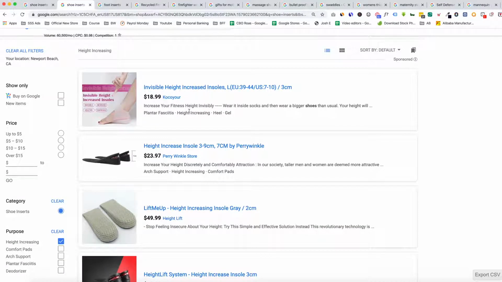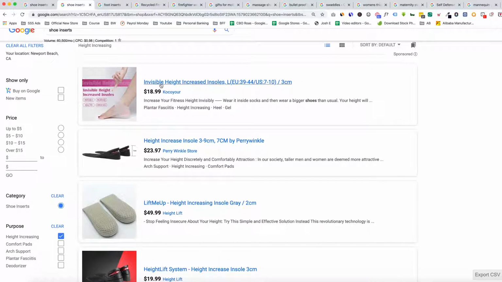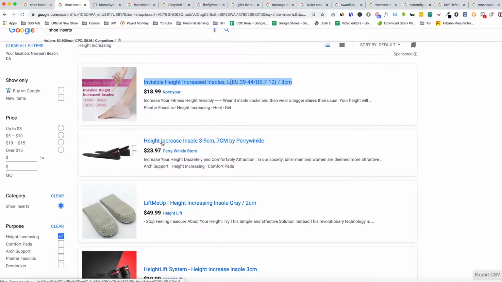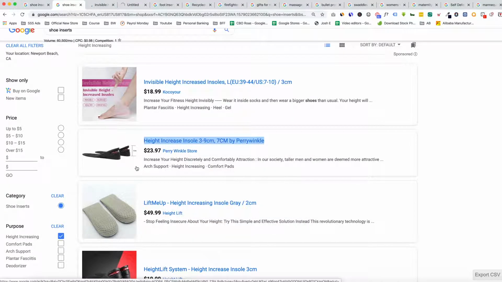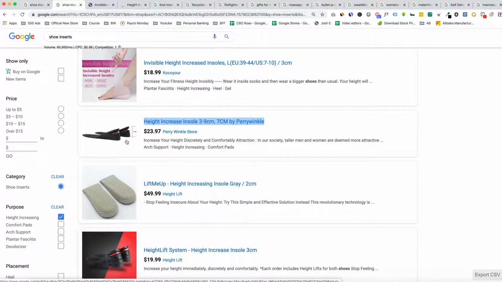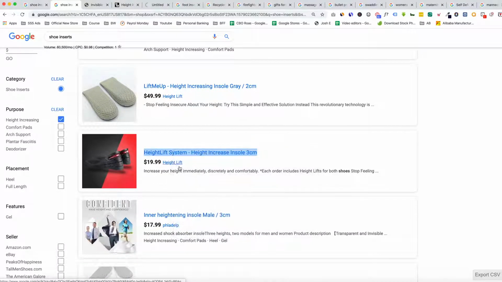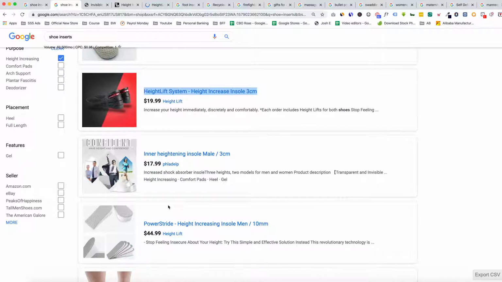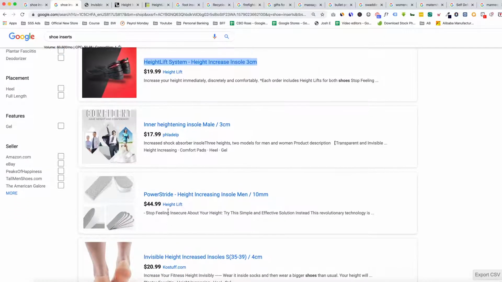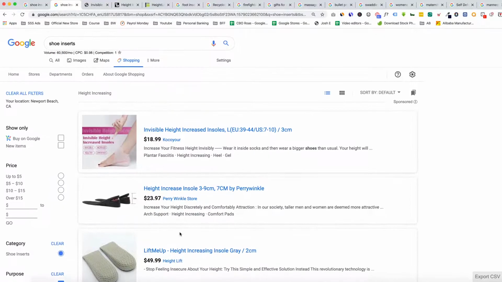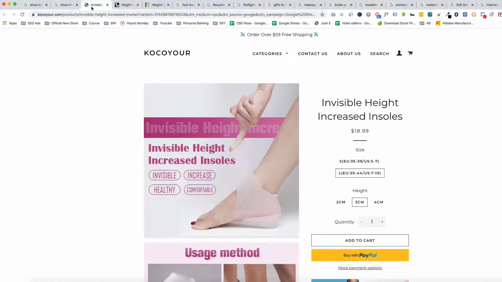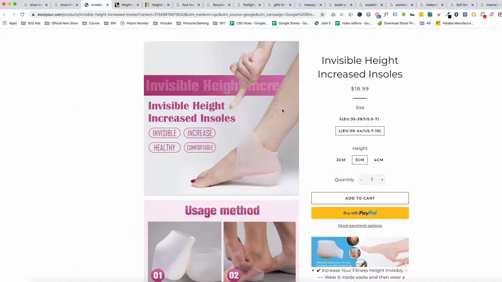So this looks like more of a drop shipper. Interesting, definitely angled towards women. Height increase, okay. This is an industry I would have definitely never even known existed. Height lift. So what this is telling me is that there is actual demand and that this could be a possible good idea. Because if I go into here, first of all, definite dropshipper.